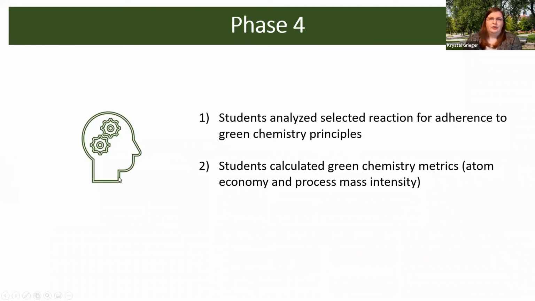And then for the next phase, phase 4, we had students analyze the reaction for its adherence to the green chemistry principles. The students found this one pretty easy to do, because we had been discussing the green chem principles for this semester and the previous semester. And then we had students calculate the green chem metrics for atom economy and process mass intensity. For process mass intensity, since a lot of papers don't write out the quantities used for all reagents, if there were reagents missing quantities in the procedure, we just had students indicate that we couldn't calculate the full process mass intensity, that these quantities were excluded.